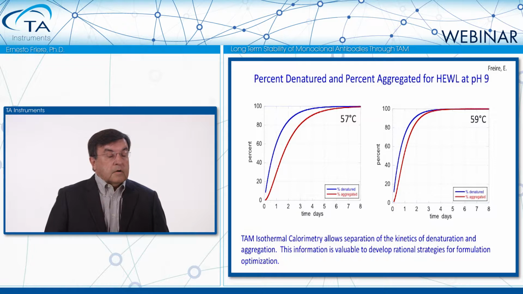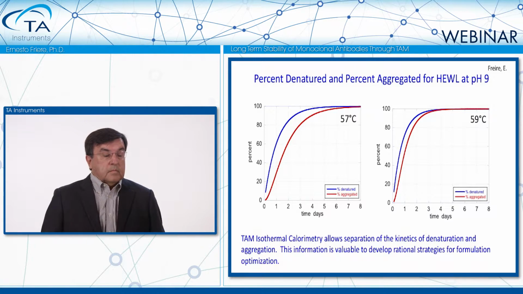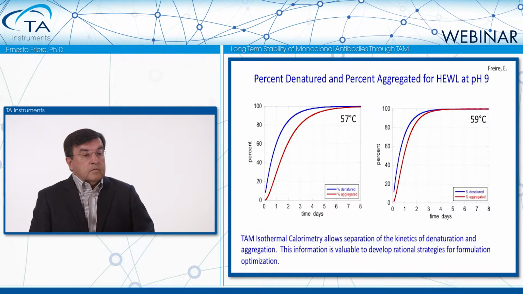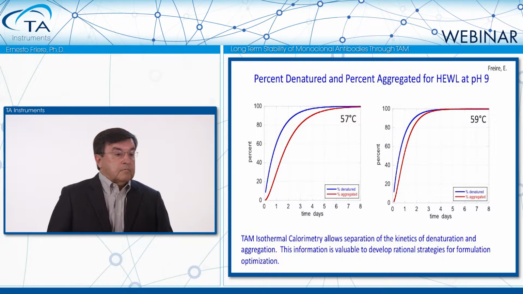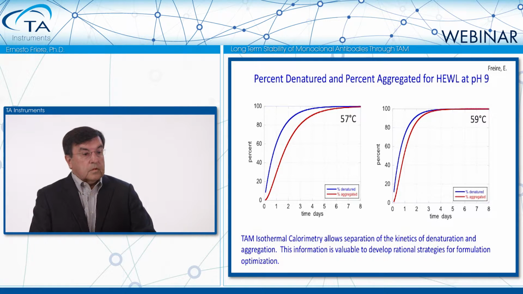And on the right-hand side, the same graph, but at 59 degrees. You can see that at lower temperature, there is a wider separation between the percent of protein that denatures and the percent of protein that aggregates, whereas at high temperature, at some point, everything will converge and denature closer together. So the TAM isothermal calorimetry allows separation of the kinetics of denaturation and aggregation, and this is important information to develop rational strategies for formulation optimization. You know which process is faster, which process is causing problems, and then you know exactly whether to stabilize or prevent aggregation is a priority.